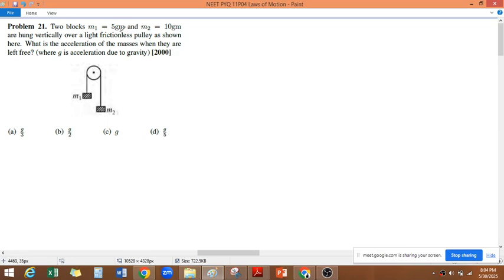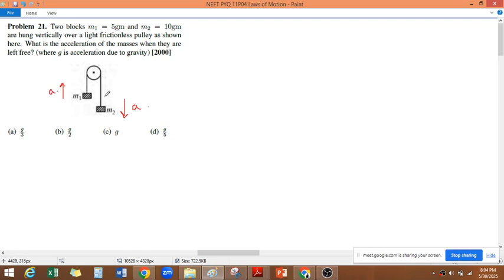Two blocks, 5 gram and 10 gram, are hung vertically over a light frictionless pulley as shown. What is the acceleration of the masses when they are left free? So you can see this is 10 gram, this is 5 gram, which means it's going to come down like this. And this is going to go up like this.